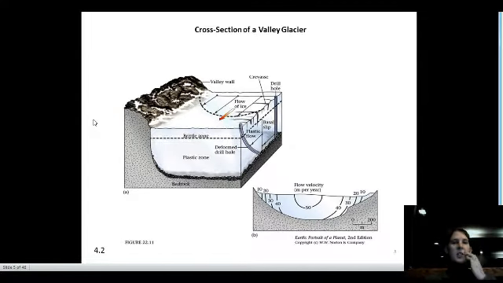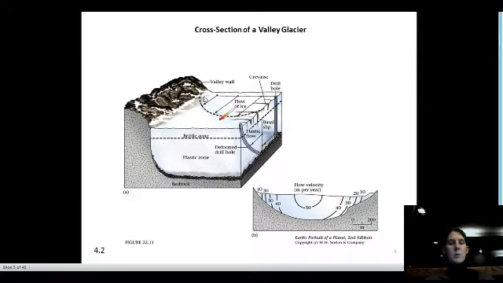This image is just looking at a cross-section of a typical glacier. In an alpine glacier, you've got the valley wall, which is confining your glacier and directing its flow, channeling it into a single direction. This is showing you the flow of ice. You have higher velocities in the center of a glacier with lower velocities on the outer edges.